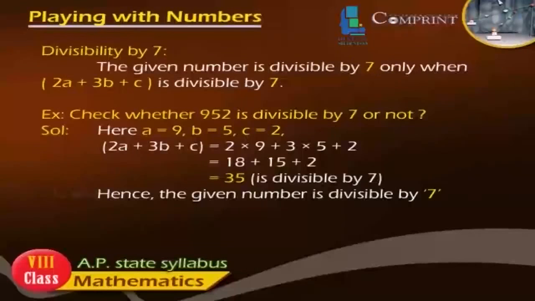Divisibility by 7. The given number is divisible by 7 only when 2a plus 3b plus c is divisible by 7. Example, check whether 952 is divisible by 7 or not. Solution, here a is equal to 9, b is equal to 5 and c is equal to 2. 2a plus 3b plus c is equal to 2 into 9 plus 3 into 5 plus 2 is equal to 18 plus 15 plus 2 is equal to 35, which is divisible by 7. Hence, the given number is divisible by 7.